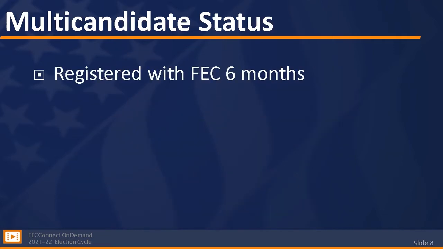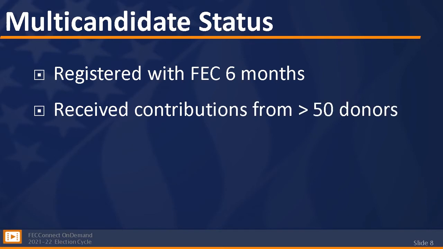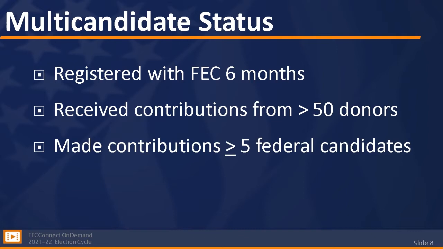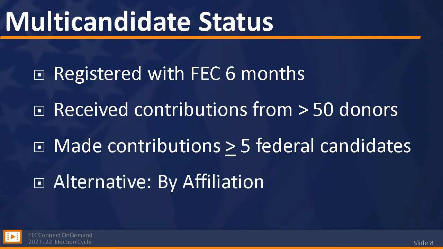To qualify as a multi-candidate PAC, a committee must satisfy three criteria. First, it must have been registered with the FEC for at least 6 months. Second, it must have received contributions from more than 50 contributors. And third, it must have made contributions to at least 5 candidates for federal office. Once a PAC satisfies these criteria, the committee, and any PACs affiliated with it, may contribute up to $5,000 per election to a federal candidate.